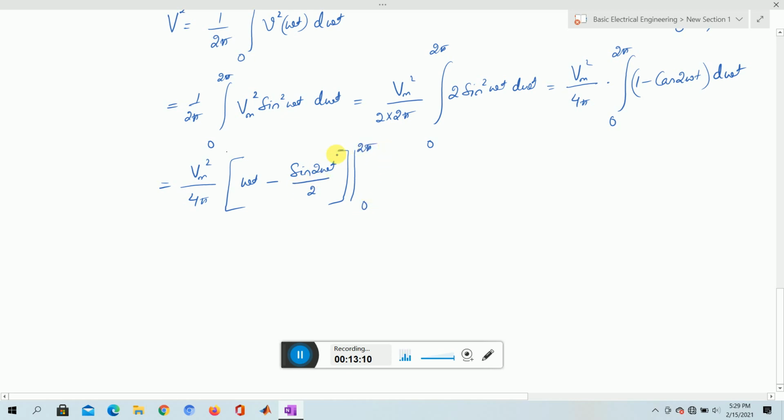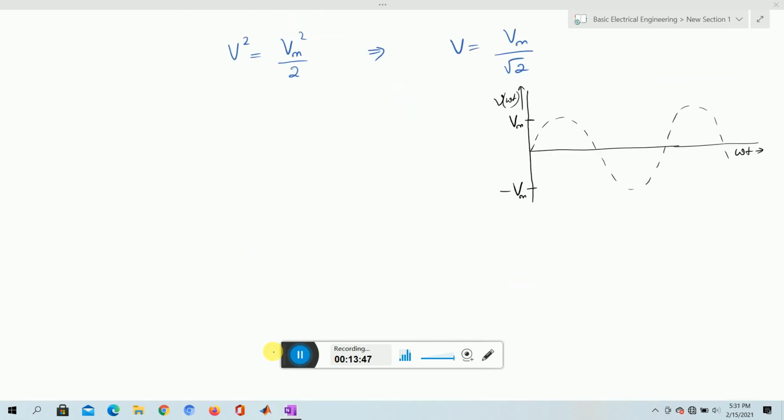So here sine of any 2 pi term will be 0, and sine of 0 will be 0, so this term is 0. What we get is Vm square by 4 pi into omega t, which is the only variable left, 2 pi minus 0, which will be 2 pi. So this term and this term will lead to Vm square by 2. So ultimately what we get here is V square is equal to Vm square by 2, which implies that V is equal to Vm by root 2.